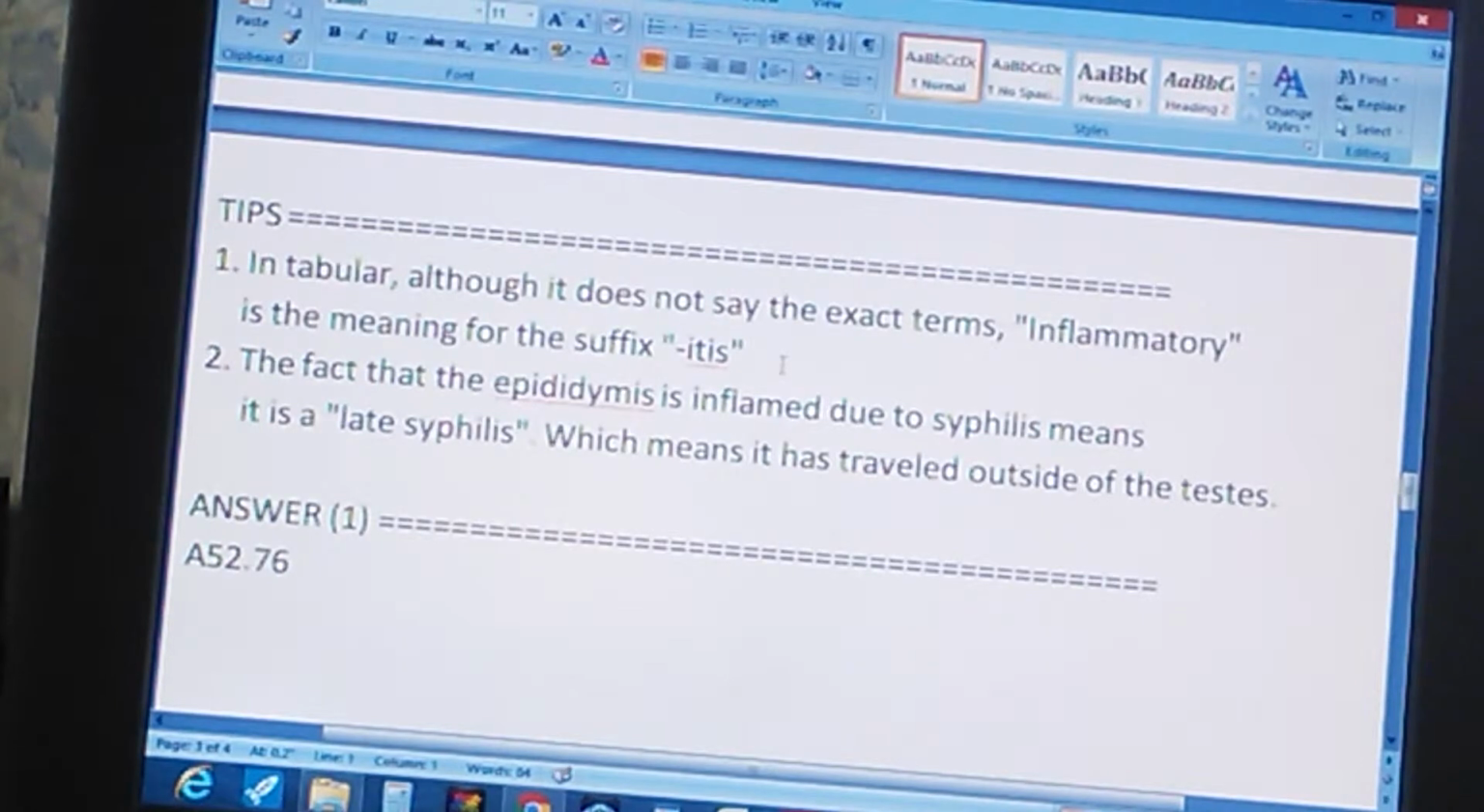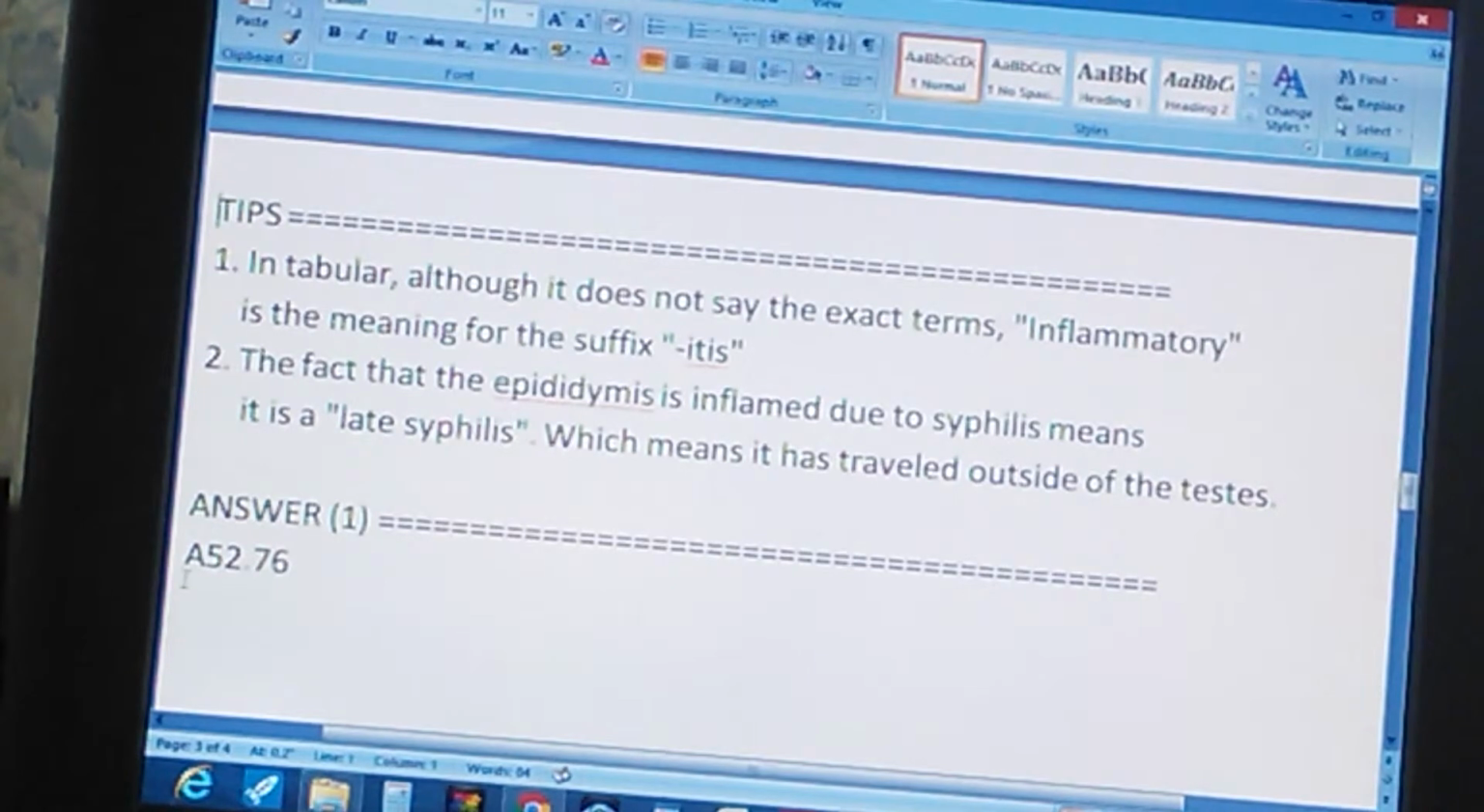The fact that the epididymis is inflamed due to syphilis means it is a late syphilis. Late syphilis means that it's not the initial contact, but the syphilis has been latent there, and then it has moved, so it's already in a tertiary state, or it is late syphilis because it is in the epididymis now, okay? Which means that it has traveled outside of the testes, right? Okay, now with these two tips, try to get the answer.